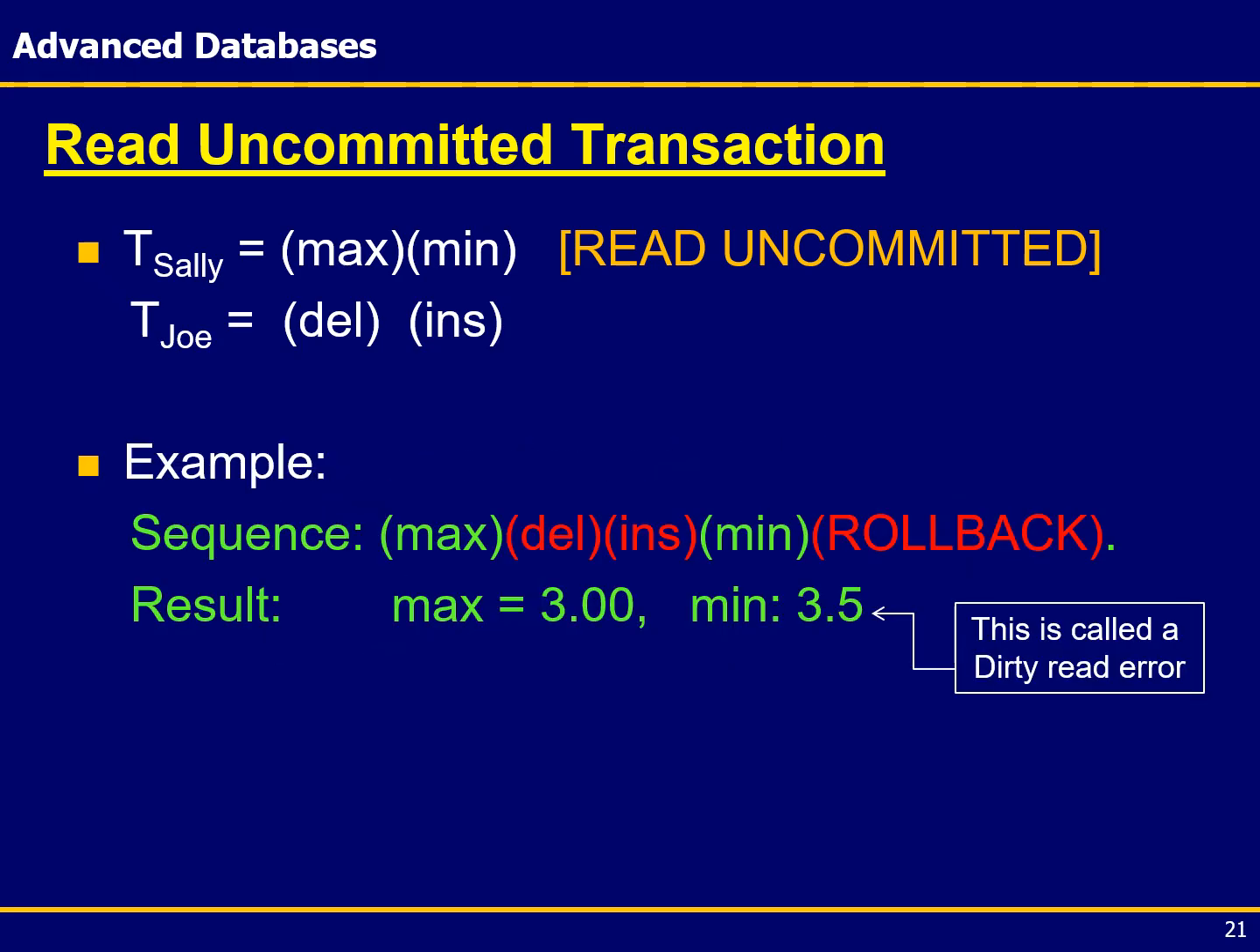And this is an example of what I'm referring to. If we run Sally's transaction in the read uncommitted isolation level, when she runs the max query, she's going to run it on 3 and 2.5. So she gets the maximum 3. Now, if a context switch happens and he starts running delete and insert, he will delete the two types of bread, he will insert the French for 3.5, and the context switch happens. Now, she's going to run the min, and there's only 3.5, so she gets back the min as 3.5.